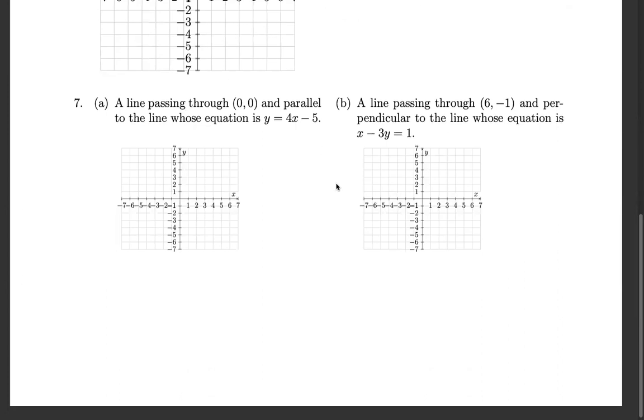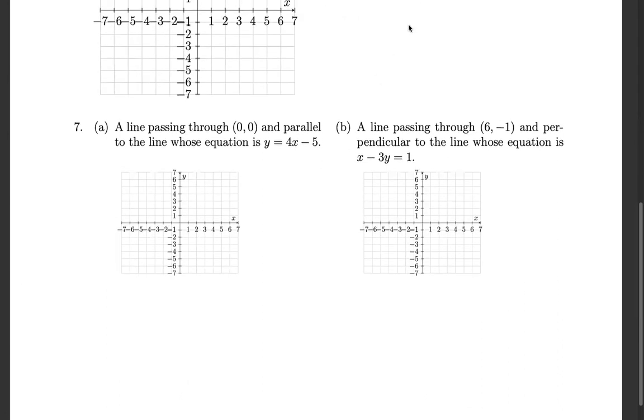Now let's see 7. I think 7 is the last question. Yes. So 7a, we need to find the equation of the line passing through the origin and parallel to this one. So parallel lines have the same slope. So this one has a slope of 4. So m equals 4. That means the line I'm looking for also has slope of 4. So I can write it as y equals 4x plus b.